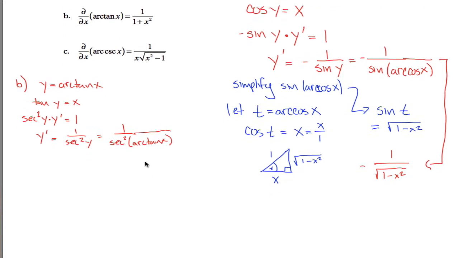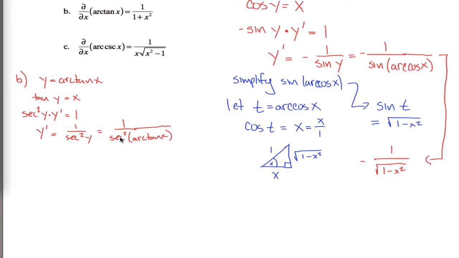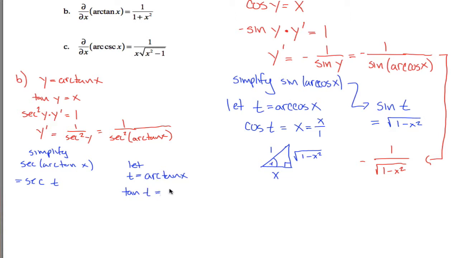So really what I have to simplify now is secant squared of arctangent of x. So let's just do secant of arctangent of x. Let's simplify down here. Secant of arctangent of x, I could call that secant of t if I let t be equal to arctangent of x. That trick's helpful because it's easier to figure out the secant of t because I have this information about t. I know that the tangent of t is equal to x.